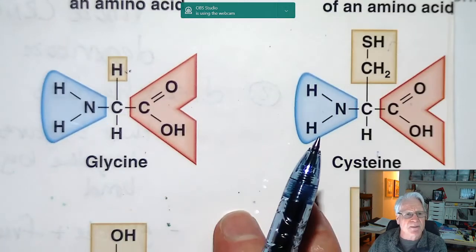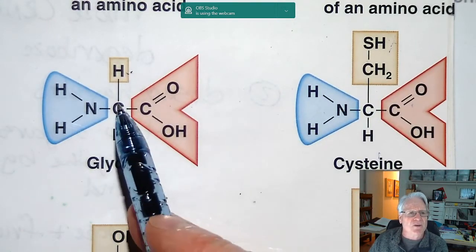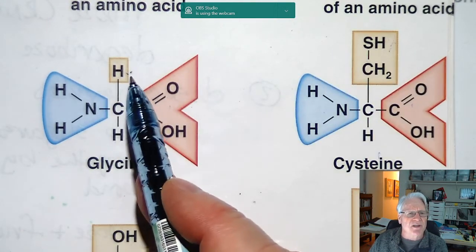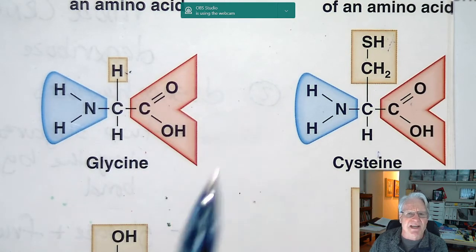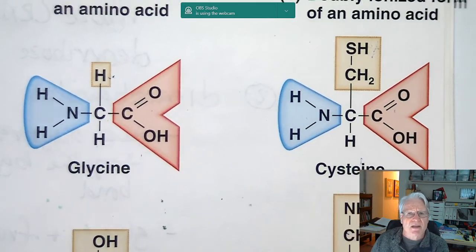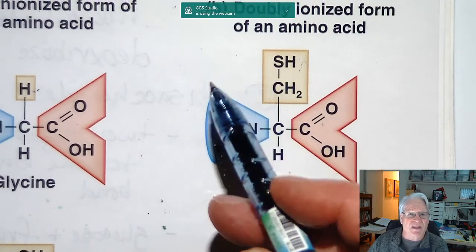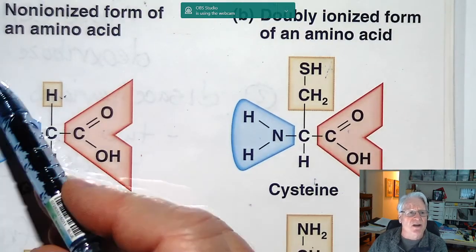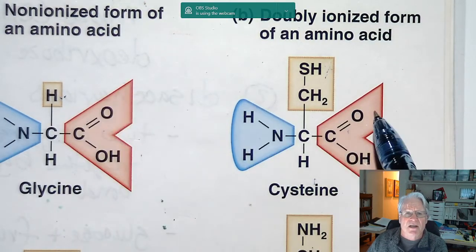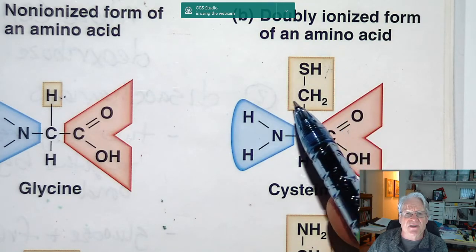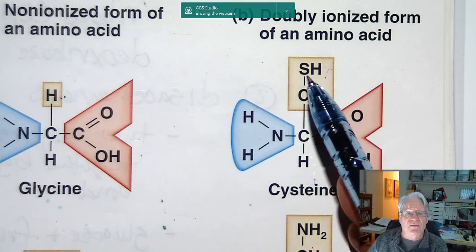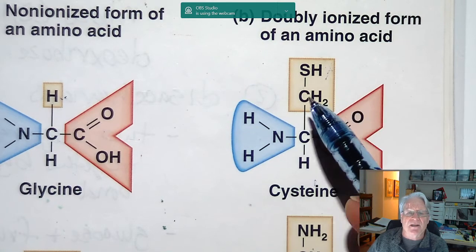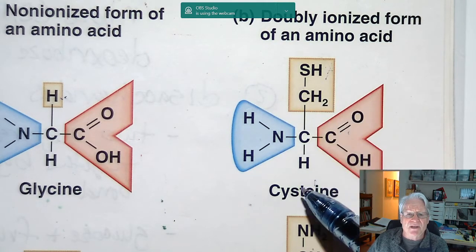So here, for example, is glycine. And all we did was add another hydrogen here. And that makes this amino acid glycine. If you look over here, we've changed that. It's no longer a hydrogen, as you see here. As you can see over here, it is now this side group. This is sulfur. And we have cysteine.